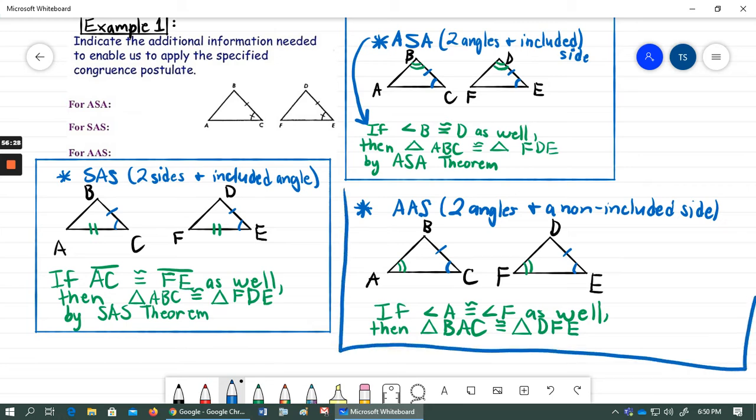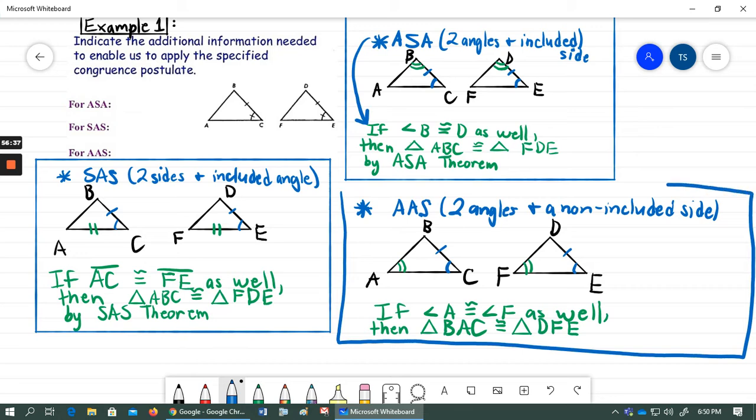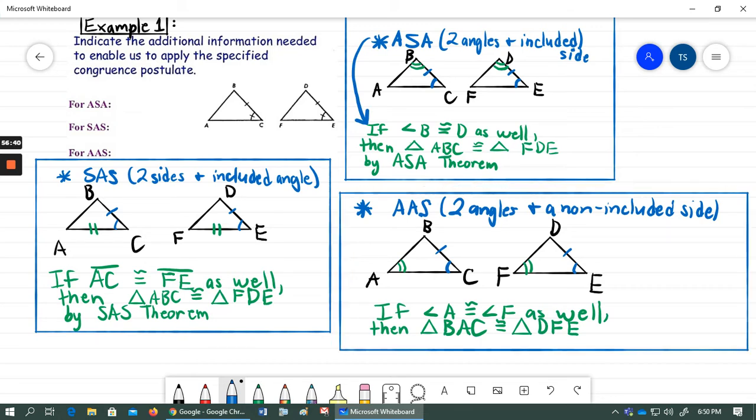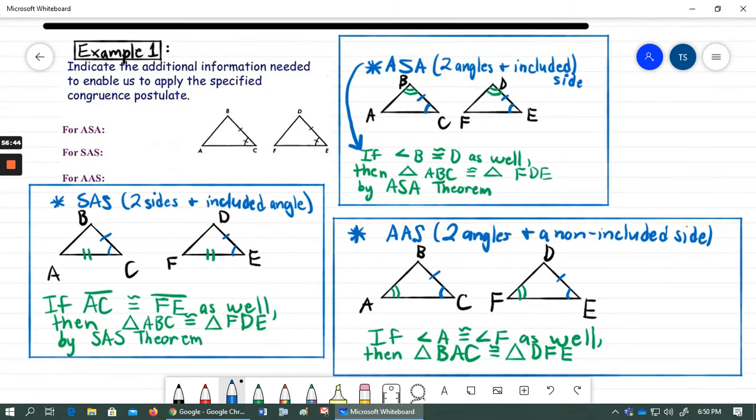All right. So again, folks, hopefully that helps with those three congruence theorems: angle, side, angle, and side, angle, side. So that's that example. More examples coming right up.